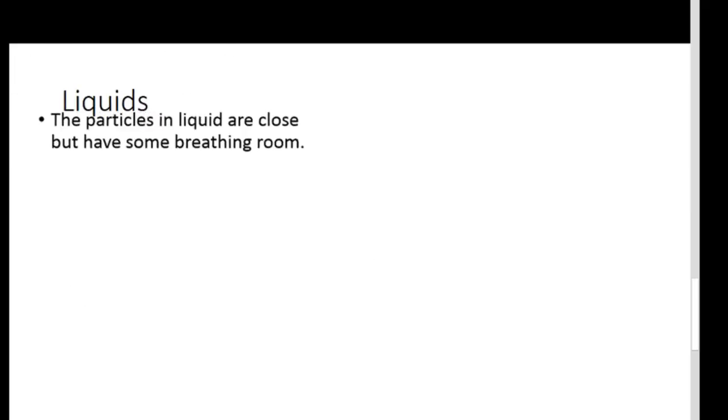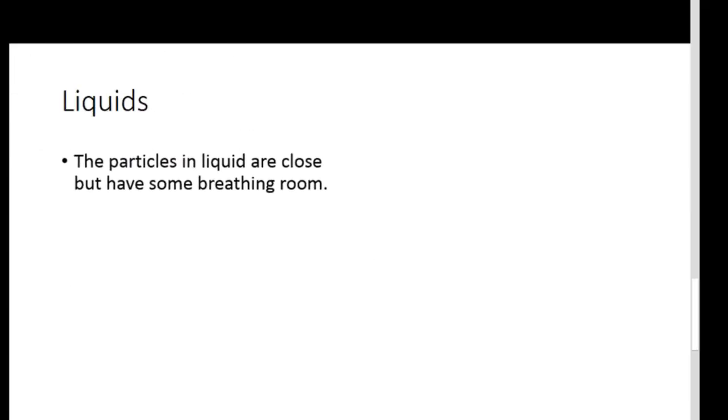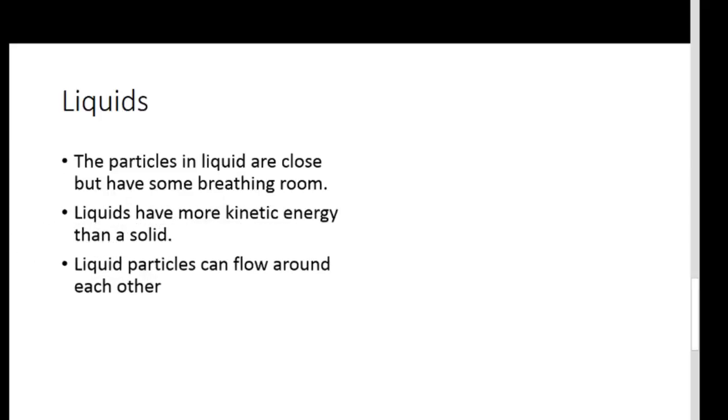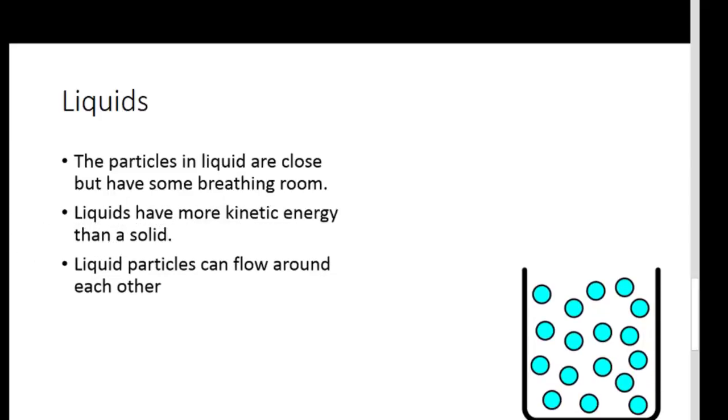Next, we have liquids. Now, the particles in liquids are close, but they do have a little bit of breathing room. Liquids have more kinetic energy than a solid, and because of this, the particles in liquids are able to flow around each other. As you can see in this diagram, the particles in liquids are close, but they're not exactly bound together. This is what makes a liquid different than a solid.